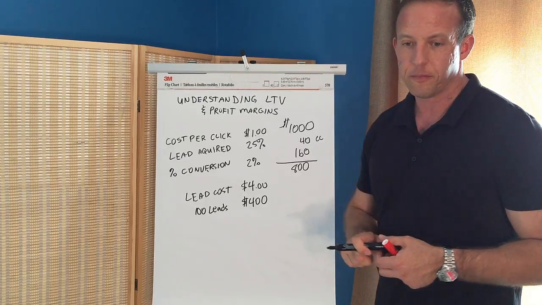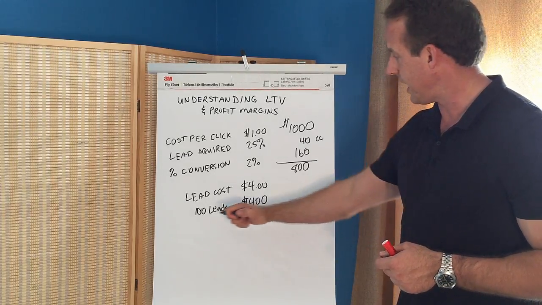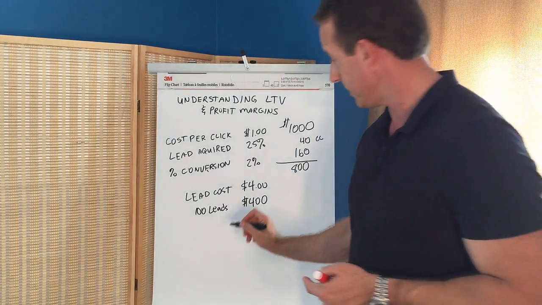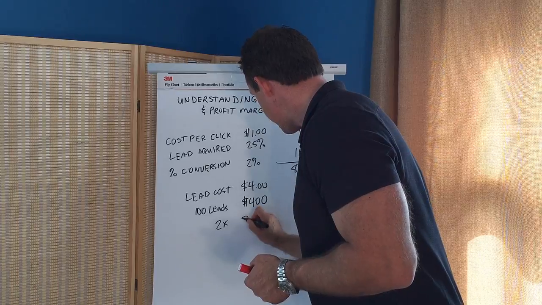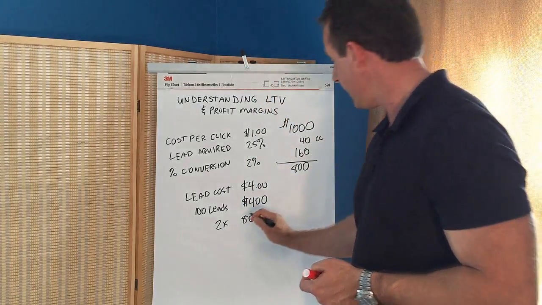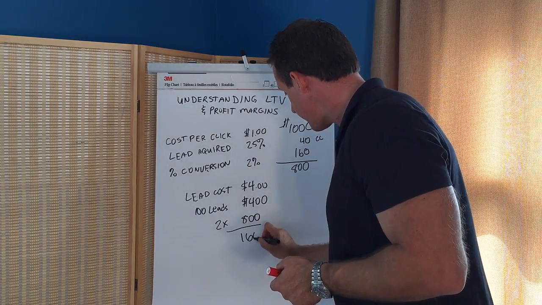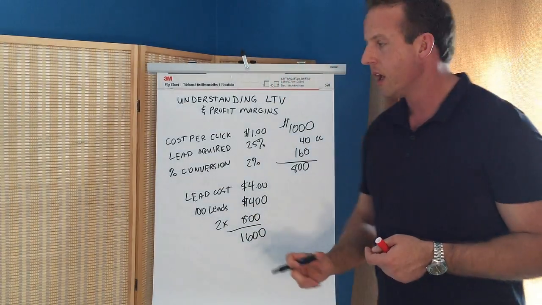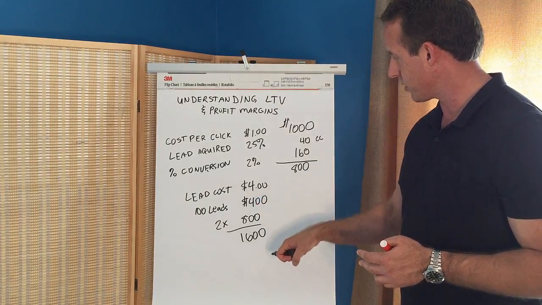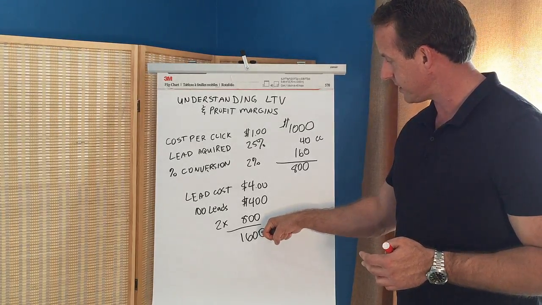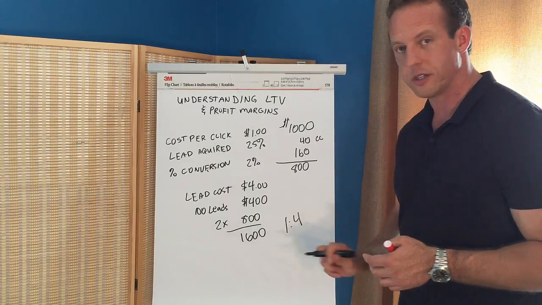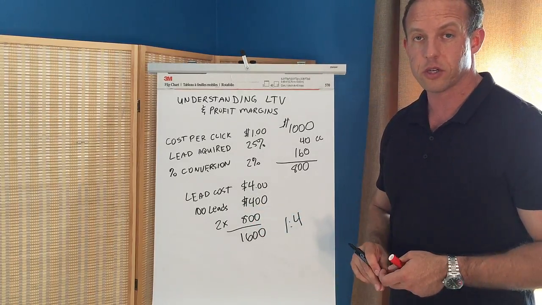So with that in mind, if we were to say we have 100 leads and we have 2% conversion, that means we actually should have 2 sales. So 2 times $800, which is our profit, gives us a return of $1,600. Okay. So what typically would happen? What you're going to see here is that for every $400 we put in, we are going to make $1,600, and this gives us a return of, for every dollar we put in, we get $4 out. Okay, which is a pretty good return.